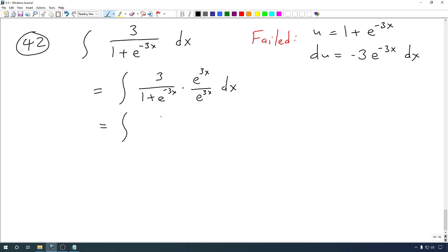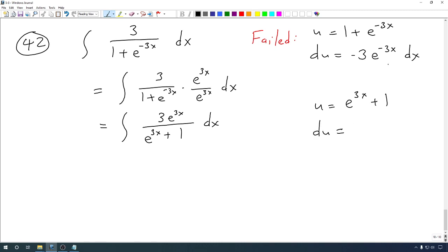Because what that's going to do, well, for one thing, when we multiply it on the bottom, the e to the negative 3x is just going to cancel out to be a 1. The 1, unfortunately, does become just an e to the 3x. But notice here that we now have an e to the 3x on the top. And that's going to make a substitution of the new denominator work out a lot nicer.